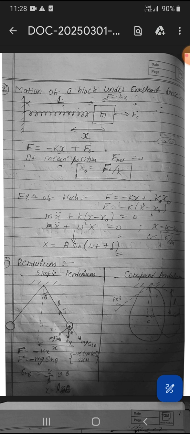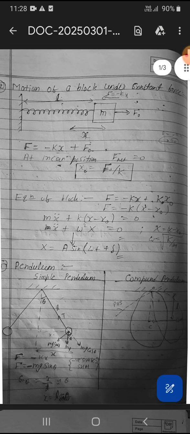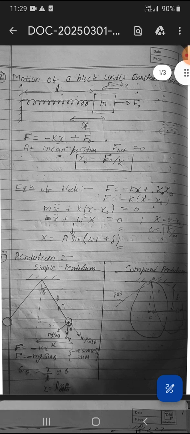Now, what about at mean position? We know that at mean position net force is 0. So this implies kx equal to F naught, and if x equal to x naught is the mean position, then x naught comes out to be F naught by k. So what is the mean position of an object under a constant force? It is F naught by k.